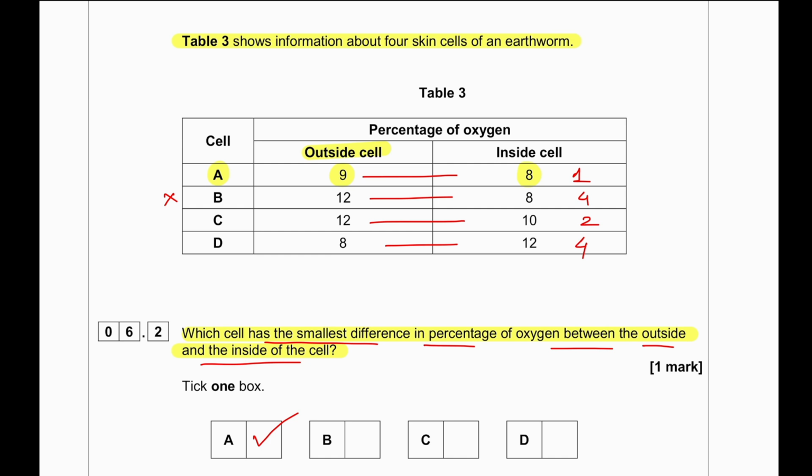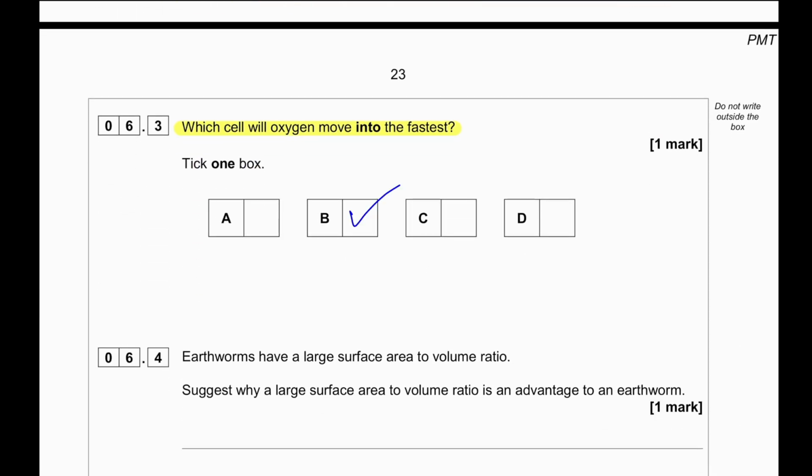Now obviously the cell that has the highest difference between outside and inside will have the fastest movement of oxygen. However, the concentration needs to be higher outside. We can see in B and in D the difference is the greatest. However, in D the outside has less oxygen, so inside the cell there is more oxygen, so it will be the opposite way around. Oxygen will move out from this cell. However, in the case of B, the outside has a higher concentration of oxygen and the inside has a lower concentration of oxygen, so oxygen will move into B the fastest.